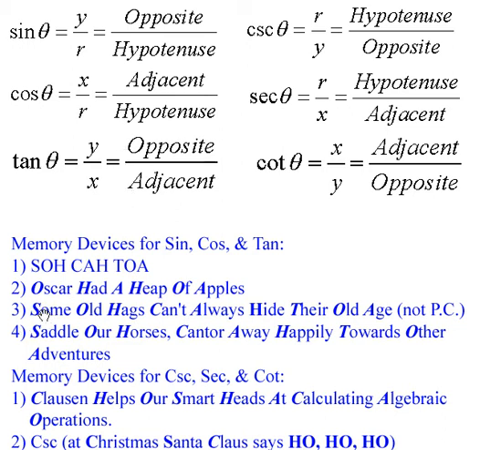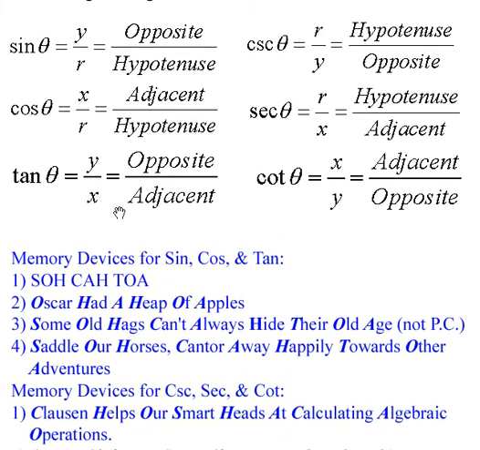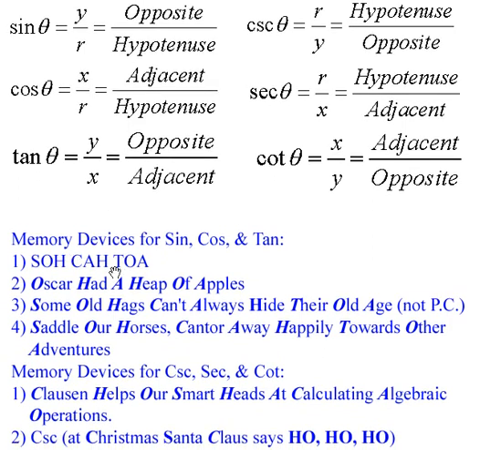This next one's not politically correct, but it works. They take the S from sine, SOHCAHTOA, which we already had. But to make words out of it, this is an old one that's been around since I was in high school. Some old hags can't always hide their old age. I know that's not politically correct, but if it helps you remember things, that's important.